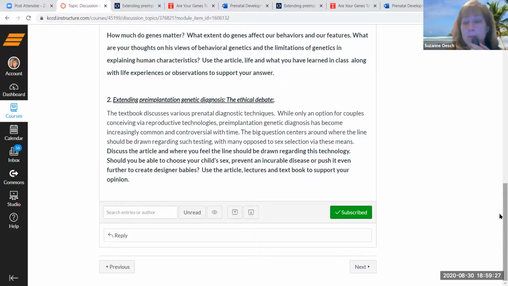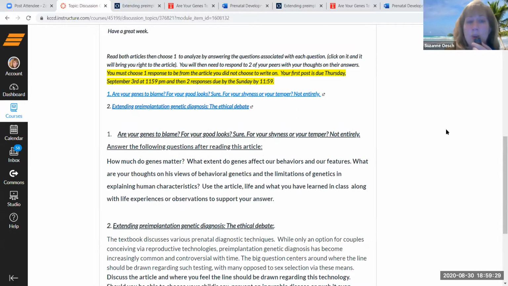So then just remember that you're going to need to respond to your peers, but you must choose one response from the article that you did not do the initial post on. So you will be writing to both of them in your responses. One response will be from the opposite one, and then the second one you can choose to be the opposite one, or you can choose it to be the one you wrote on, but at least one has to be the opposite. And that is the discussion group this week.